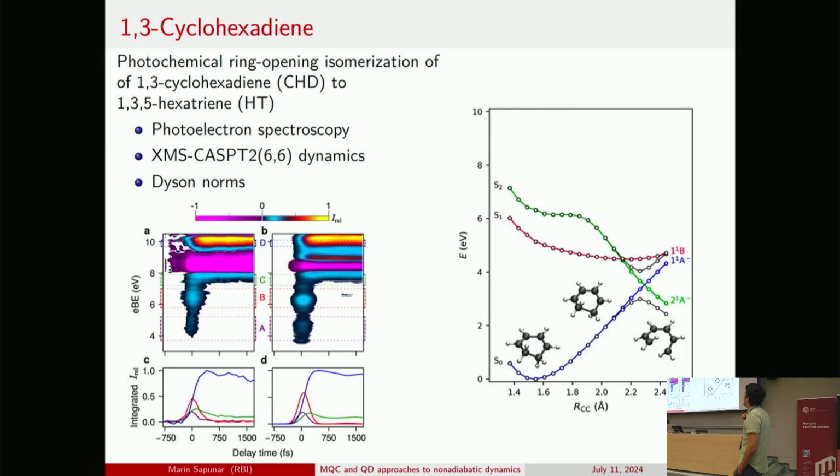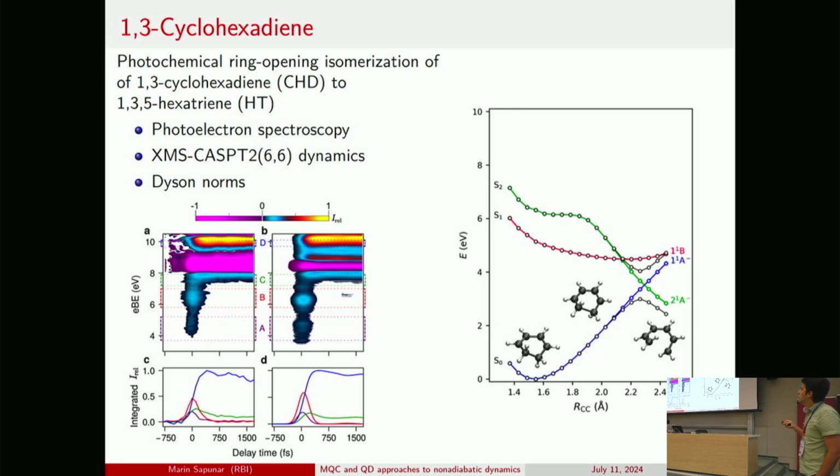Okay, and one more example where it's helpful to look at the diabatic populations and states is the ring opening isomerization of 1,3-cyclohexadiene. So it is this molecule, so it has double bonds here and here. And when you excite it to the S1 state, this bond breaks and you get a hexatriene. Okay.